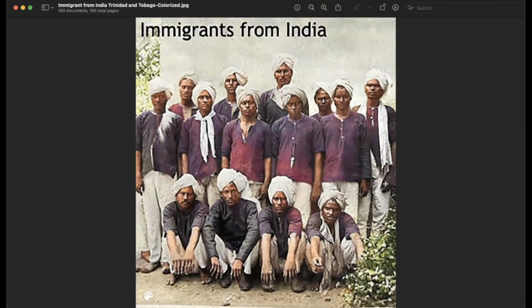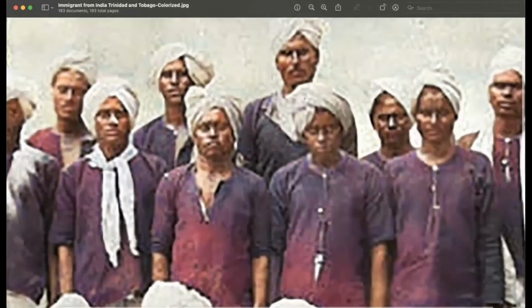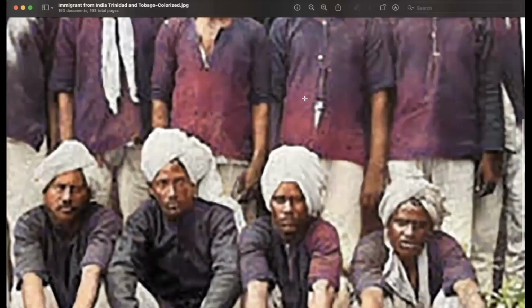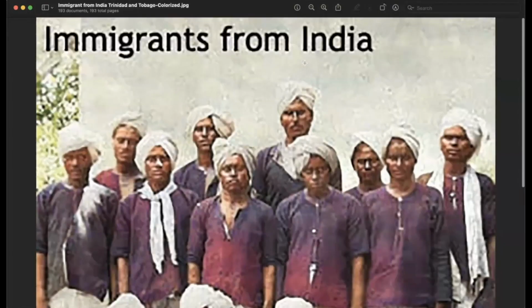from India as they're labeling them here. This is in America, they're calling them immigrants, as you guys can see. These are all swarthy people, very swarthy Hindus, all right, with their turbans on. All right, so immigrants from India that were forgotten.